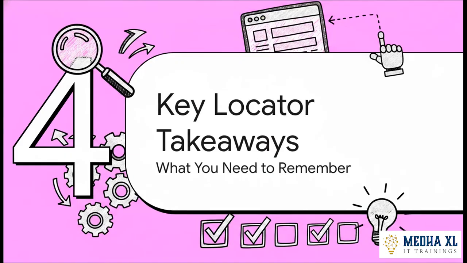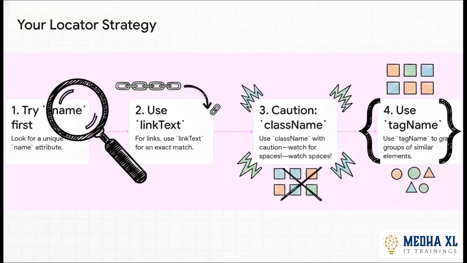Okay, I know that was a lot of information to throw at you, so let's take a breath and boil it all down to the key takeaways you really need to remember. Here's a simple little game plan to follow. First, always look for a unique name. For links, link text is your best bet for a perfect match. When you're thinking about using class name, just pause and double-check for spaces. And finally, pull out tag name when you need to grab a whole bunch of similar elements all at once.